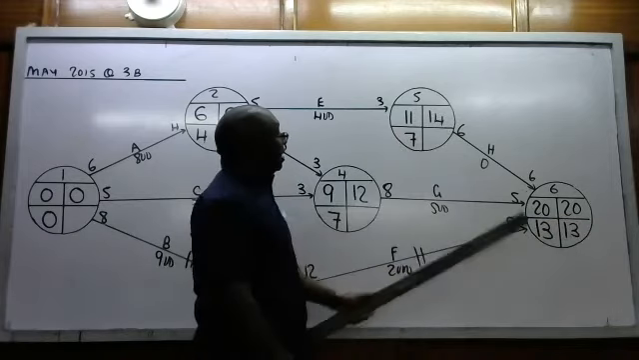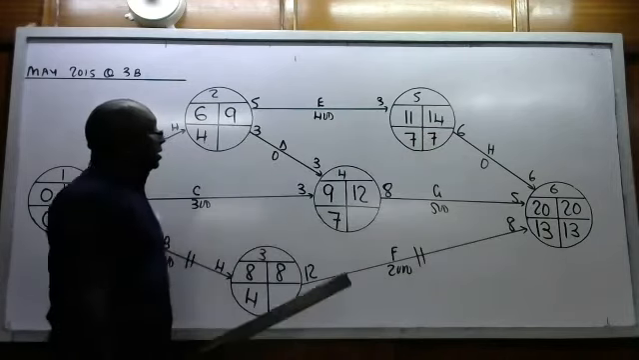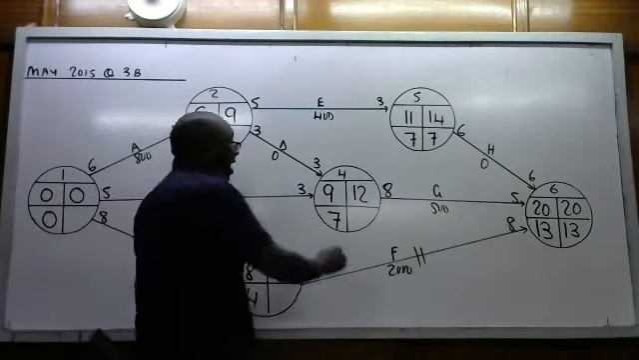So 13 minus 6, that is 7 there. And then 13 minus 5, 8.